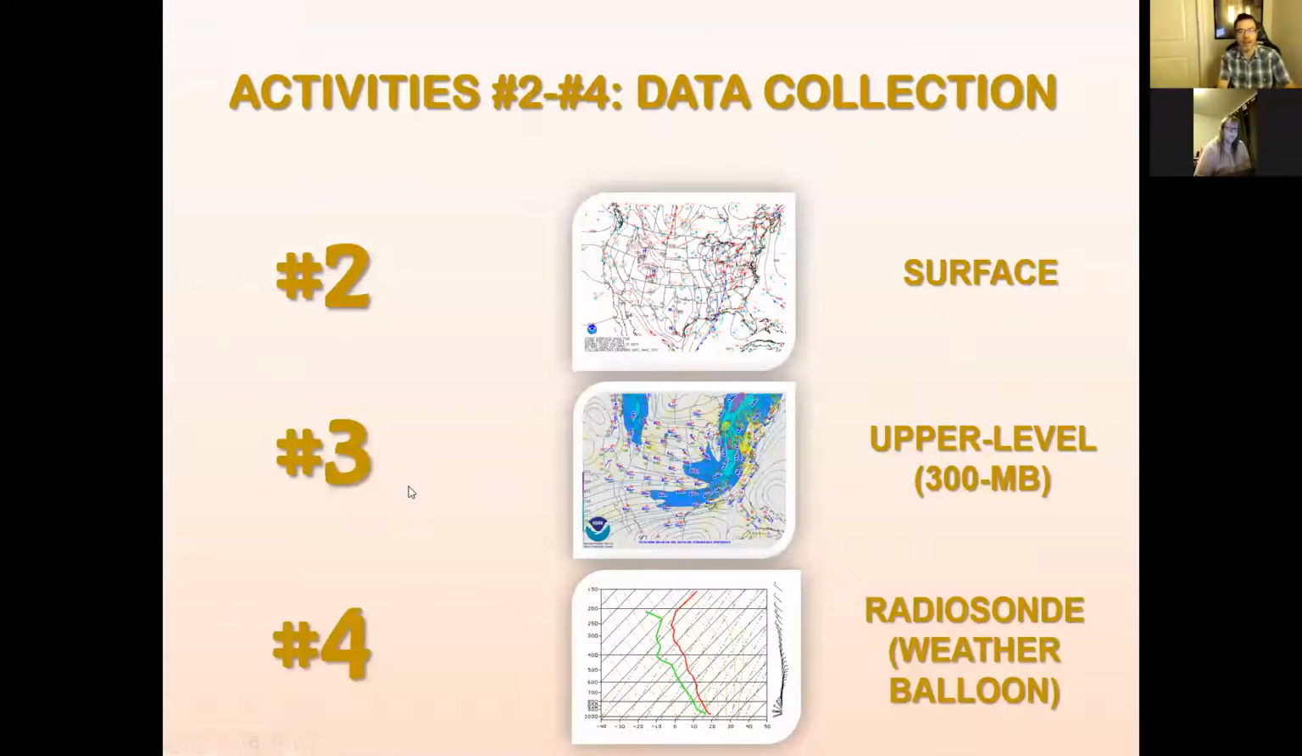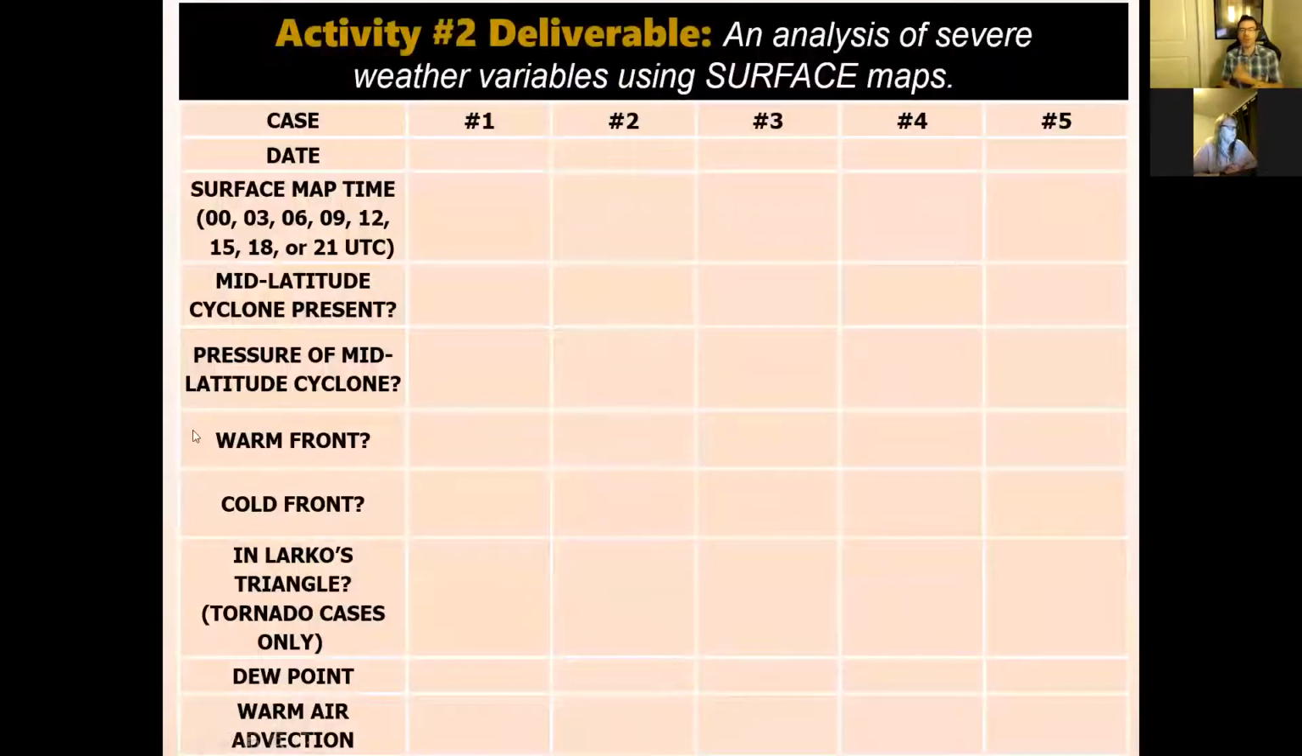Okay, moving on. 2 through 4, so each of these is a different activity which requires a week or 2 of time. And what I did was I focused on each of the different data types. So number 2 is the surface data, the one that's probably most accessible to the practitioner and students. Then we take it upstairs to 300 millibars, upper level maps, the jet stream troughs, that's number 3. And then the last one is your radiosonde data, which are these weather balloons, which I'm sure you know get released twice a day as well. So this is what the table looks like for activity number 2.